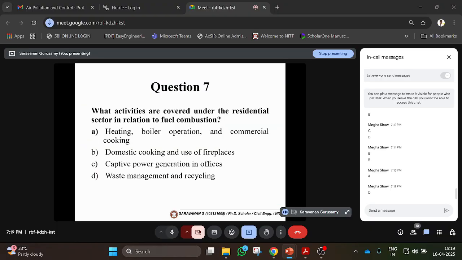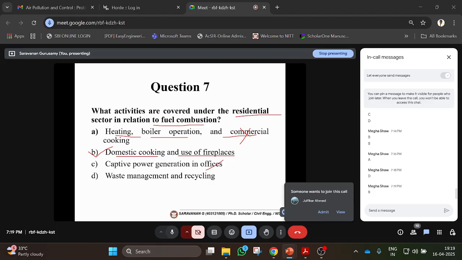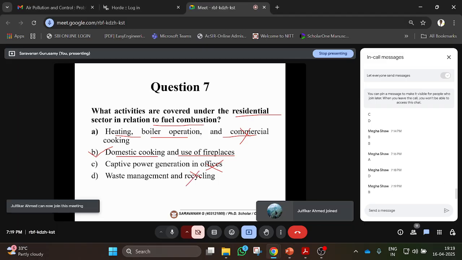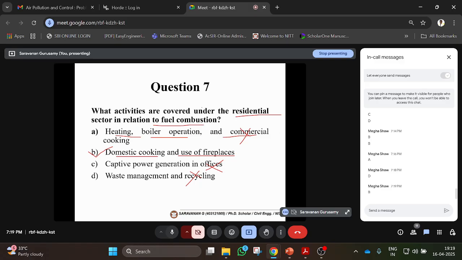Seventh question. What activities are covered under the residential sector in relation to fuel consumption? So in residential sector, not in agricultural, in residential sector, we are consuming fuel for what? In home. Residential means home or commercial parts like hotels and all. So we are using heatings, boiler operation, and commercial. No, this is commercial. Residential, domestic cooking, use of fireplaces. That's correct. Captive power generation, that is in offices. Waste management, recycling also, it's a municipality sector. So only in the residential if using domestic cooking and use of fireplaces like for heating purpose. So option B is correct.